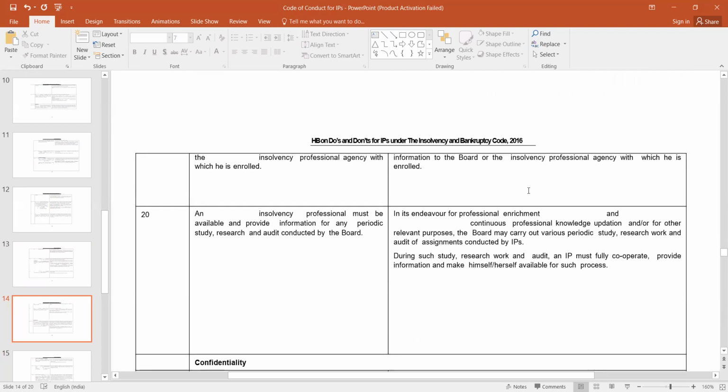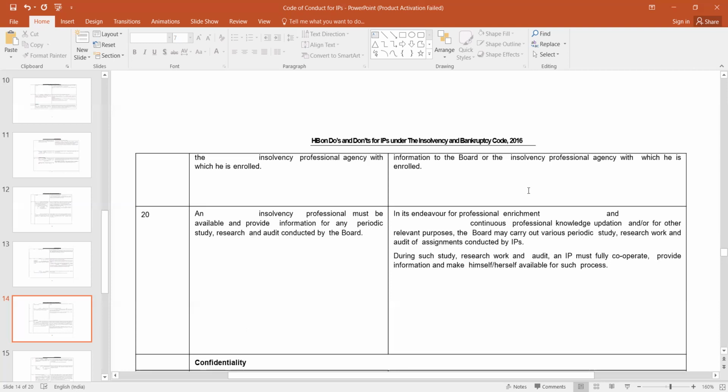Next point is an insolvency professional must be available and provide information for any periodic study, research, and audit conducted by the board. So if the board is conducting any periodic study, research, or audit, then you must be available and you should provide the information whatever is asked for.